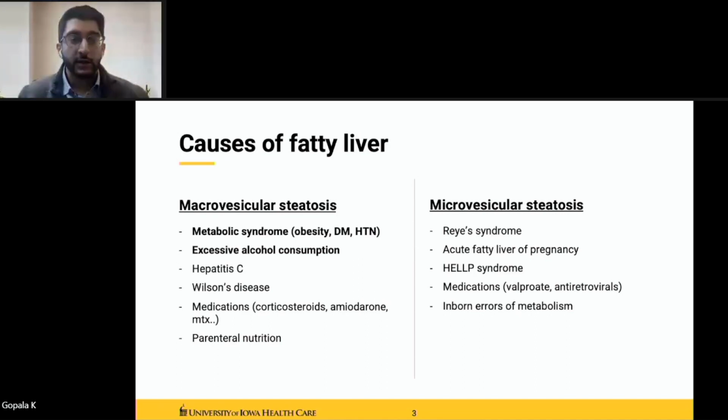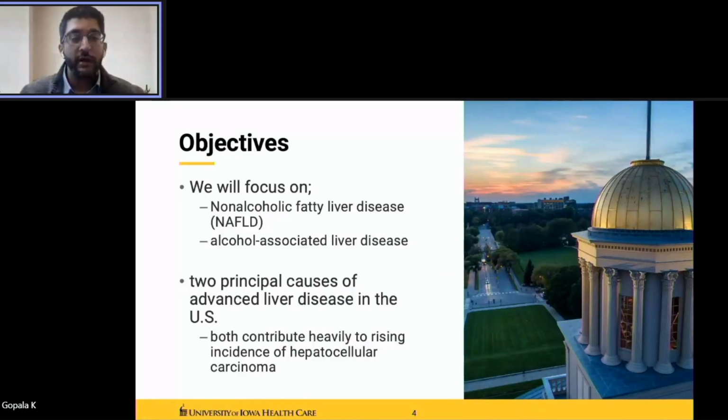We'll focus on the two most common things, which is alcohol and what we call non-alcoholic fatty liver disease. These are the most common causes in the U.S., and they are contributing to the rising incidence of hepatocellular carcinoma. Especially with hepatitis C, we have really good treatment for those now. The incidence of HCC, or hepatocellular carcinoma, related to hepatitis C is coming down, and actually hepatocellular carcinoma related to non-alcoholic fatty liver disease has overtaken that.